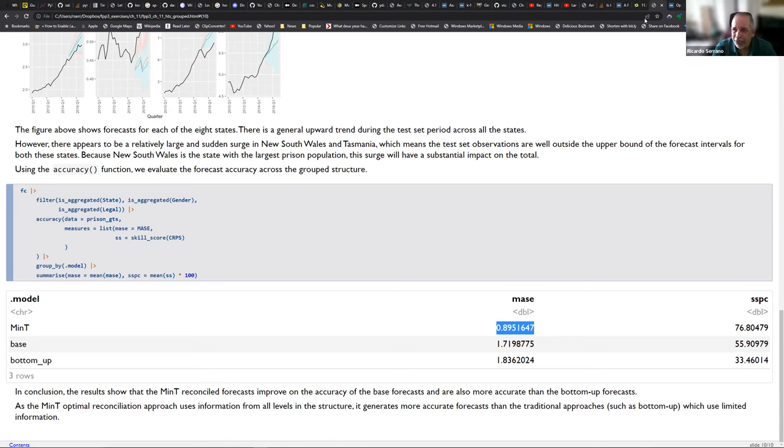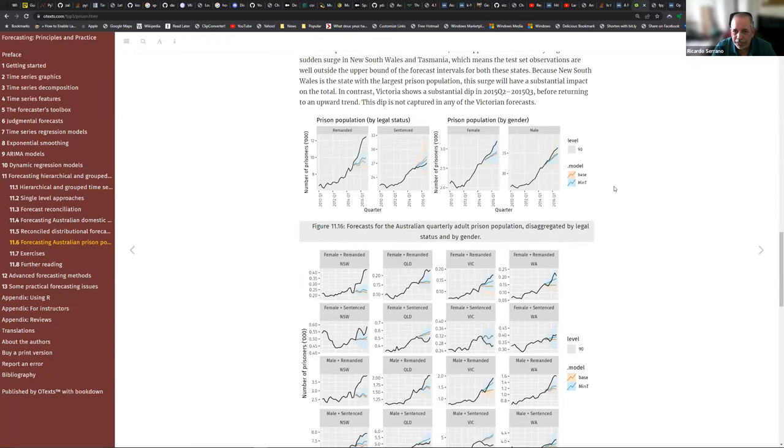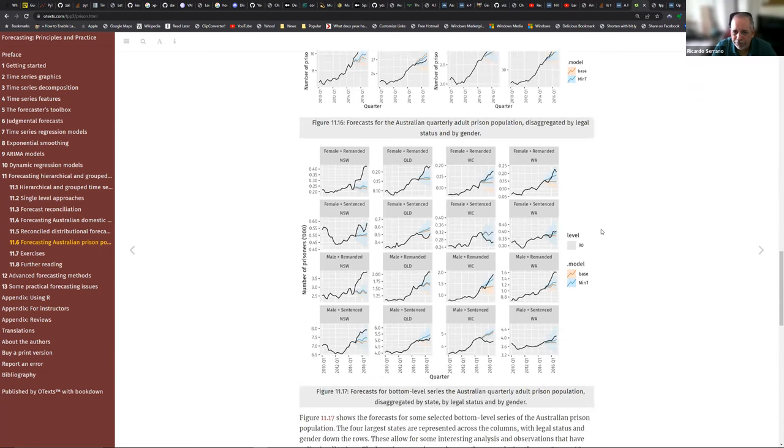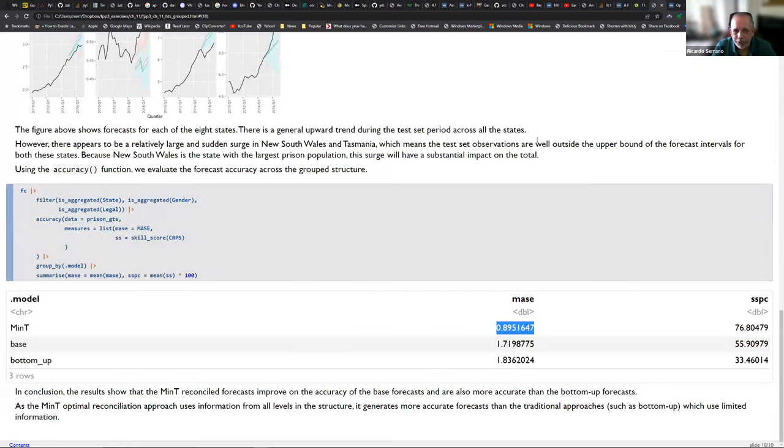And as you can see, there are other plots that you can do for your forecast by legal status, by gender, just turning on and off those aggregated series. And here you have the whole story, because I just put one, which is at the top of the hierarchy.